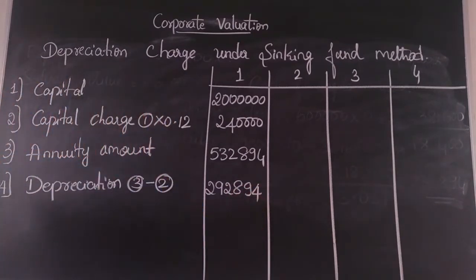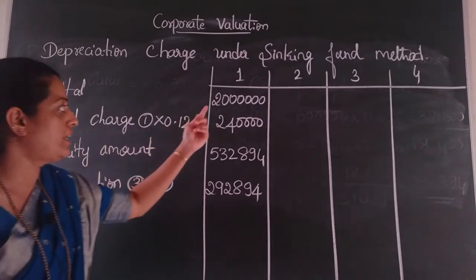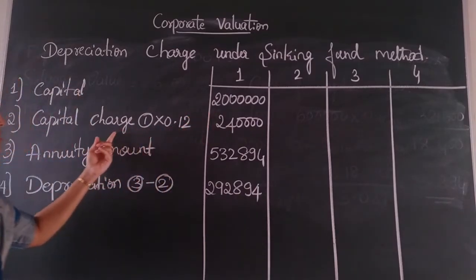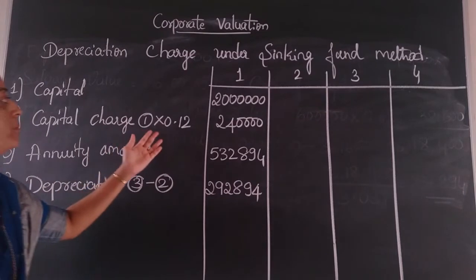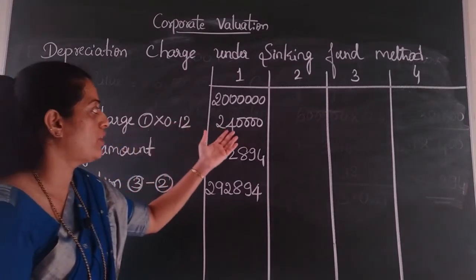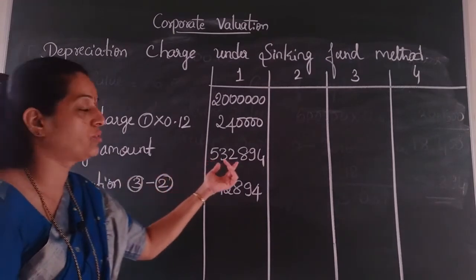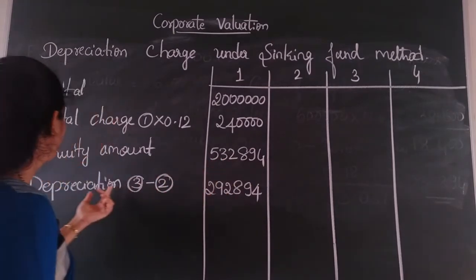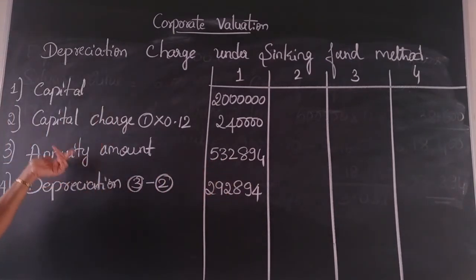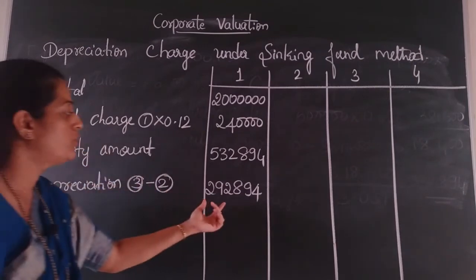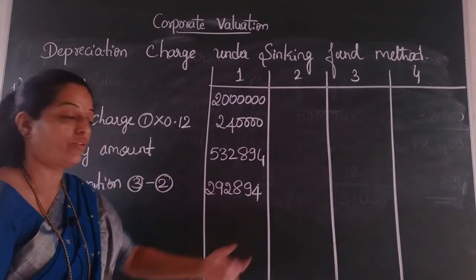So first year I will explain once again. Capital is 20 lakh, 12% is the cost of capital, multiplied by 0.12 gives you 2,40,000. Annuity amount which we have calculated is 5,32,894. Depreciation is nothing but annuity amount minus capital charge, 2,92,894.